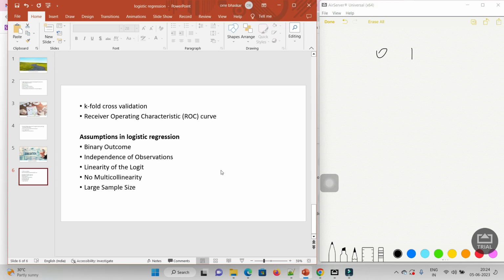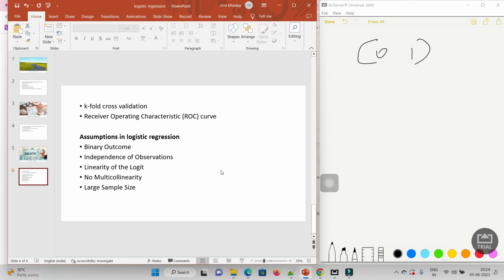Or it can also be either a customer will churn out or will not churn, or whether a patient has a certain disease or is not having it. It's a binary outcome, only two outcomes. That's our binary outcome, assumption number one.